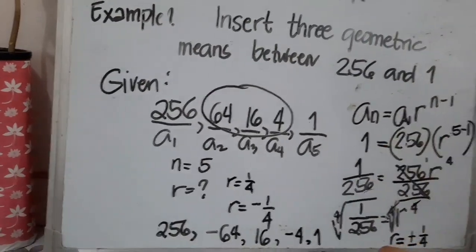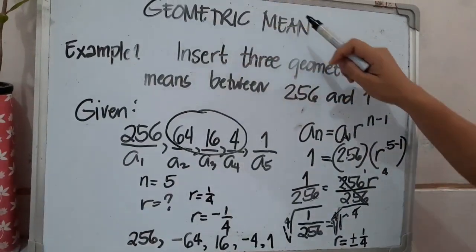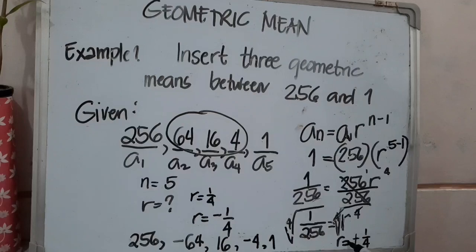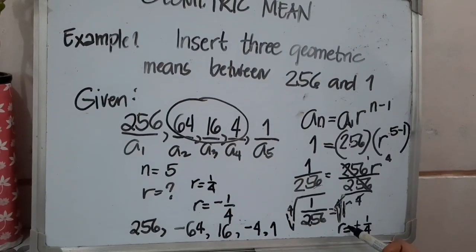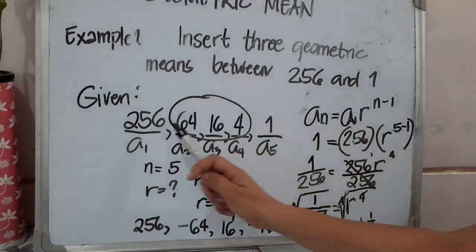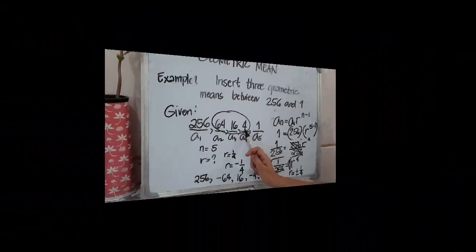Do you understand? So this is how we do it when we solve for the geometric means. We are going to solve for the common ratio. And after having the common ratio, that's not your final answer. You have to multiply that common ratio to the first term so that we can get our succeeding terms.